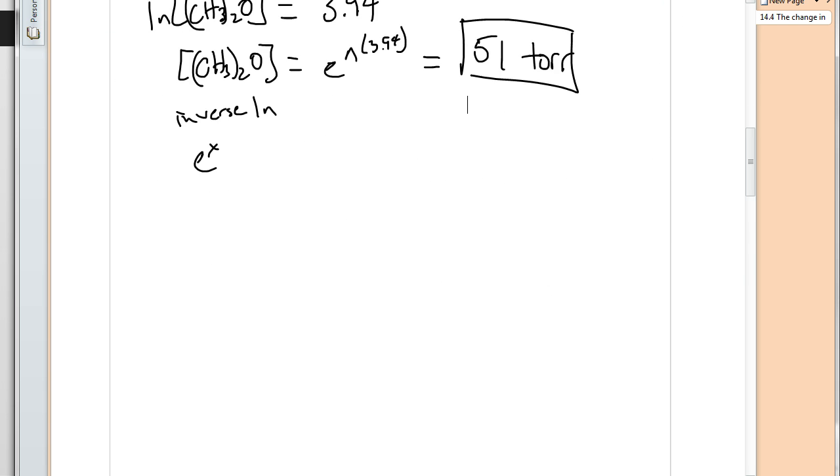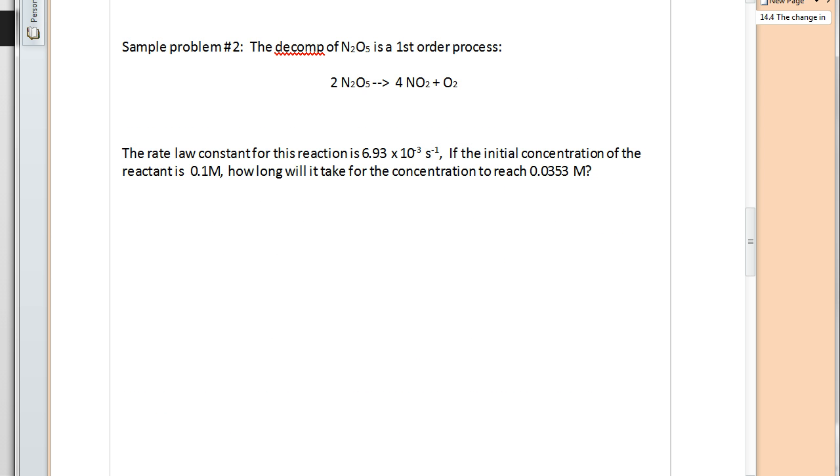Now, let's take a look at another problem here that solves for time. Same exact thing, only different, if you know what I mean. Okay, so we have a sample problem. We have a decomposition of N2O5. It's a first order process. It gives us a balanced equation right here, although the balanced equation doesn't really help us too much. It's there. It's good.